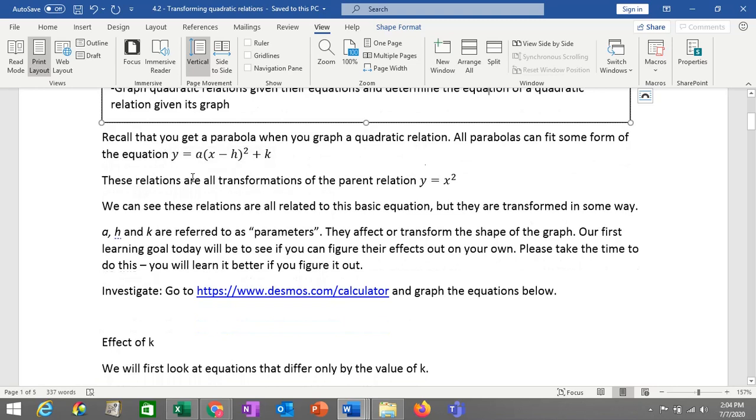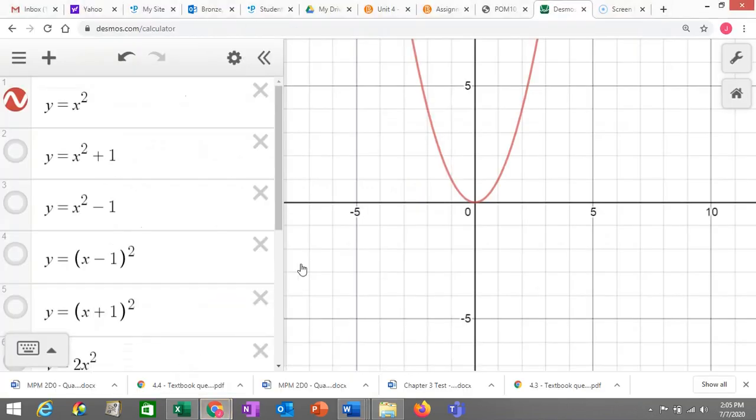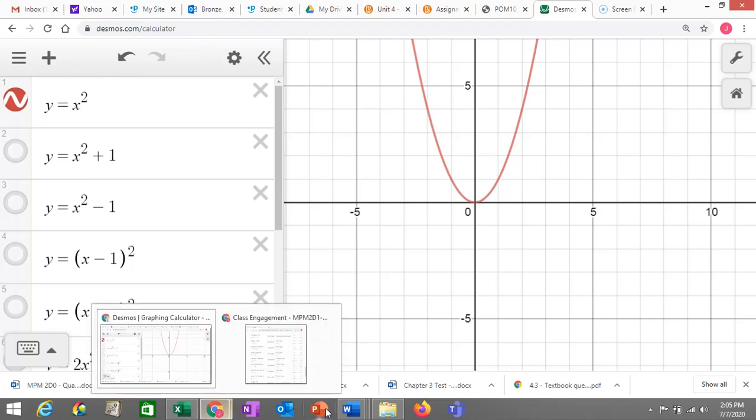Okay, so recall that when you have a quadratic relation, when you graph it, you make something called a parabola. And every parabola possible can be represented in some variation of this form, with some a, some h, and some k. So your most basic parabola is y equals x squared. And so I have it here on Desmos. Let's have a look. So on Desmos there, you can see that we have y equals x squared. It's a basic parabola with the vertex at the origin. Hopefully you're probably familiar with that.